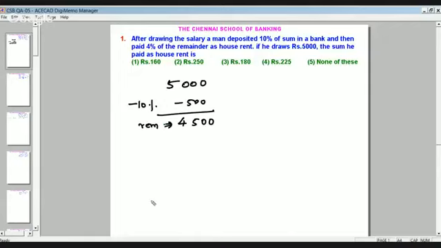And then paid 4% of the remainder as house rent. So 4% on 4500, find it out. 180. So this goes for house rent. Question: the sum he paid for house rent. He paid only 180 rupees. So choice number 3.